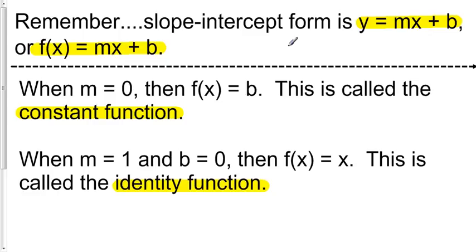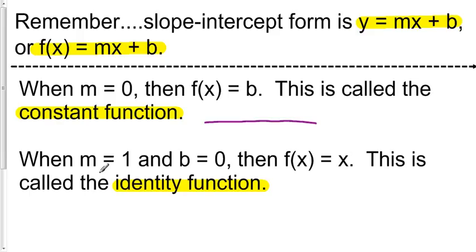Okay, a couple more functions to talk about. One is the constant function, and the other one is the identity function. If you think about slope-intercept form, y equals mx plus b, if m is 0, the slope is 0, then all you have is f of x equals b, some number. This is called the constant function. When you graph them, remember that lines that have a slope of 0 are horizontal. And so you just get a horizontal line at that value, whatever b is, going through the y-intercept.